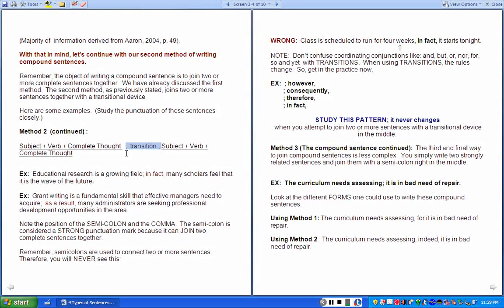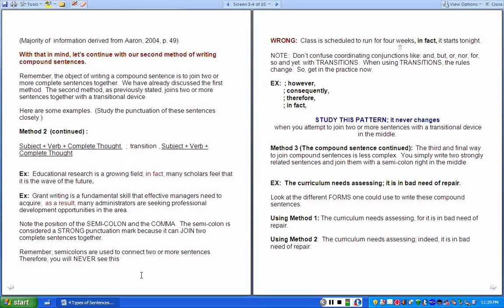And if you have a semicolon but you don't have a sentence to the left and a sentence to the right, it's incorrect. So I have a semicolon, then I have a transition, and then what do I have? Comma. These three things work as a team, as a trio. Okay? So let's take a look at some examples.